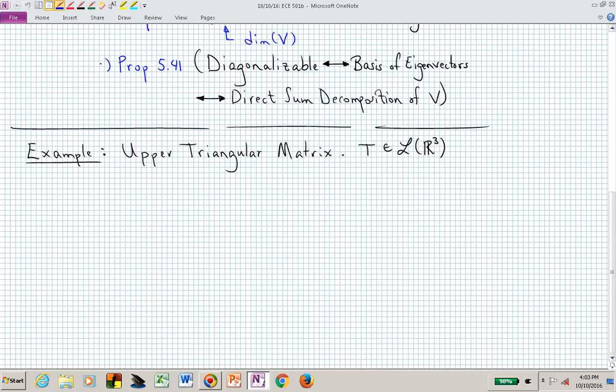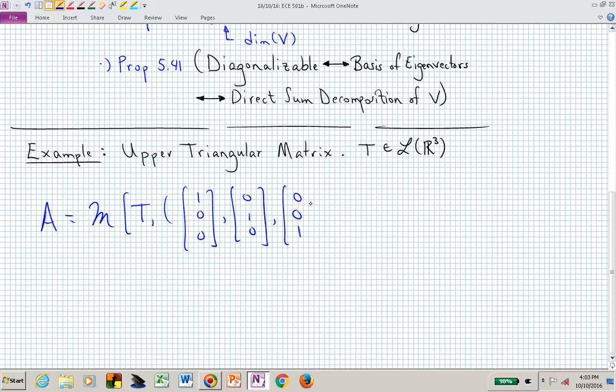That's what we want to cover, and let's start then with an upper triangular matrix, which is a linear operator on R3. Suppose that A is the matrix representation of this linear map T, and let's go ahead and use the standard basis as our basis vectors for this linear operator. Let's say that the matrix representation has top row 2, 3, minus 1, then 0, 4, 1, and 0, 0, 5.